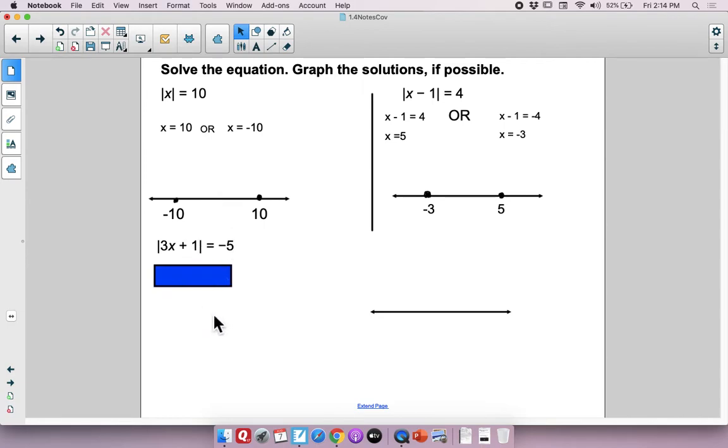Gosh, I don't have very much work shown for this one. I don't see any boxes or anything here that I'm going to uncover on this number line. I wonder why. Ah, yes. An absolute value set equal to a negative. Is that possible? Is there any value you could plug in for x here that would make the absolute value equal to negative 5? No, because absolute value has to be what? Non-negative. So what's our answer? No solution.